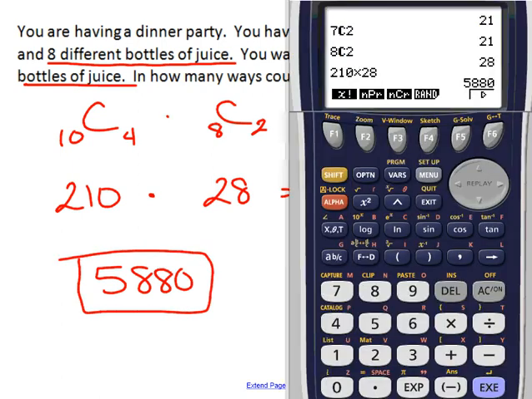Now, you could also actually just do this all in one go if you wanted to. You can say 10C4 times 8C2. And your calculator knows what to do. Like it's gonna do this in the right order if you're doing this right.